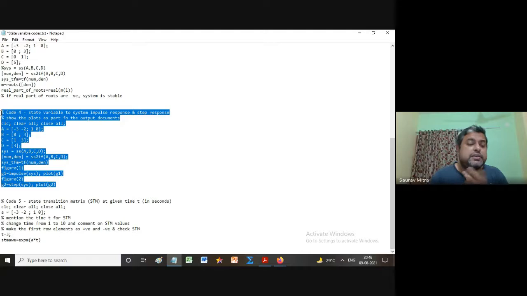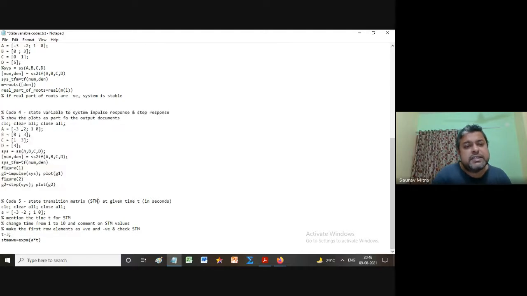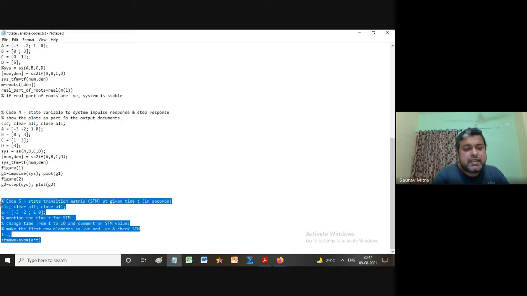I have shown the controllable canonical form here. The first element and second element are actually the coefficients of s and the constant, so depending on their positive or negative value, you can see how it is changing. The last one is the state transition matrix. We have seen that (sI minus A) inverse is called the state transition matrix.